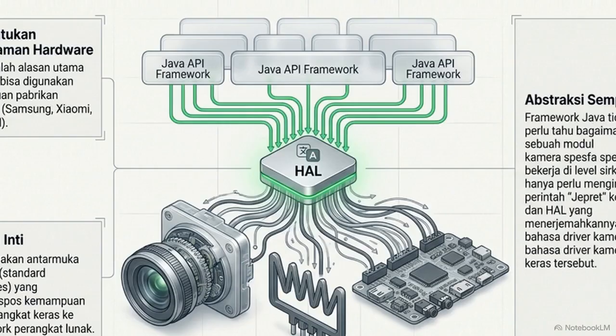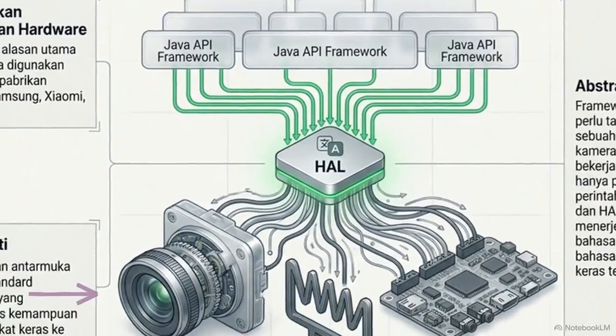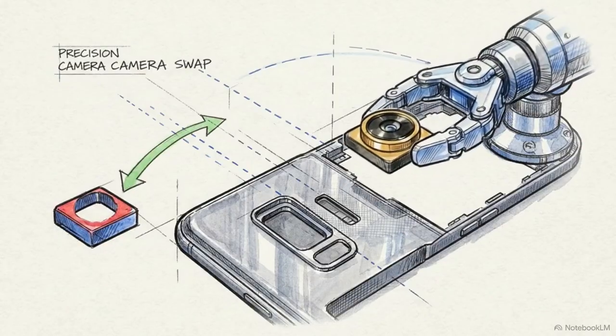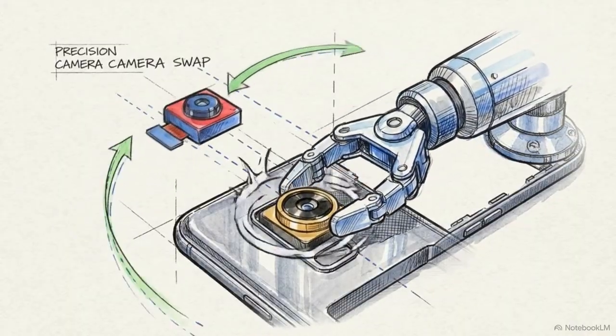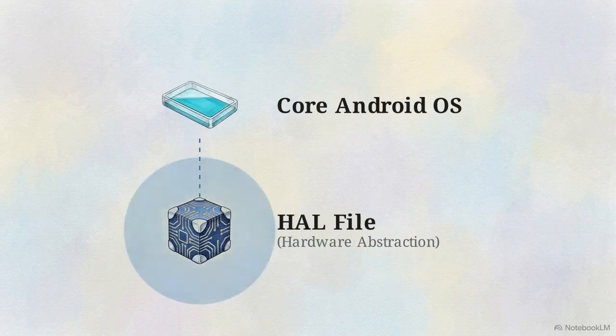Layer 2, the hardware abstraction layer, or HAL, steps in to solve that problem, acting as a universal translator. Instead of learning every camera's language, software simply sends a generic snap command. HAL translates this into precise electrical signals for that exact lens. Because of this translation layer, manufacturers like Samsung, Xiaomi, or Motorola can swap out physical components at will. They just update the HAL file, while the core Android software above it remains unchanged.